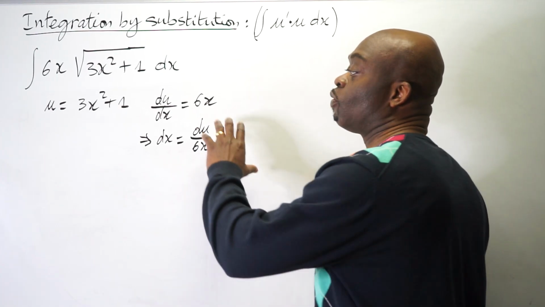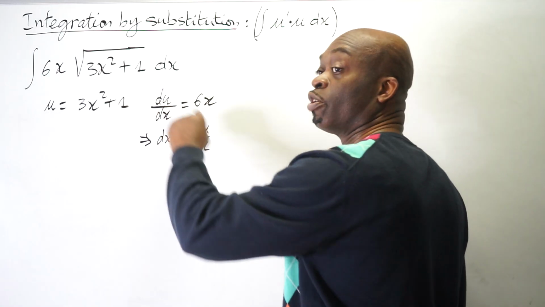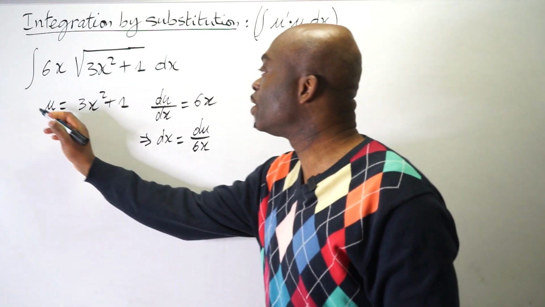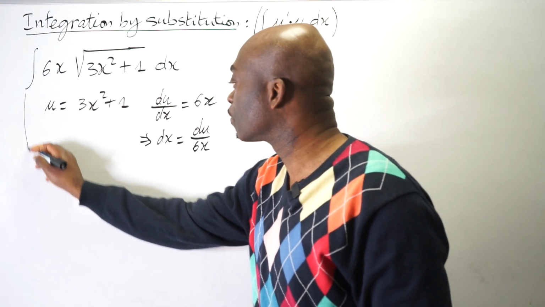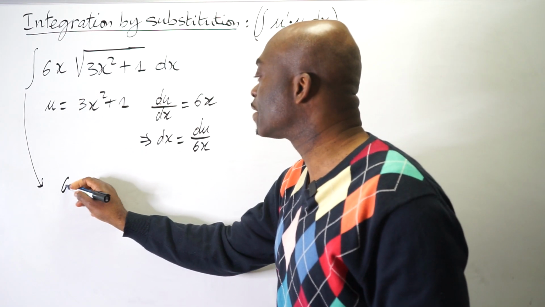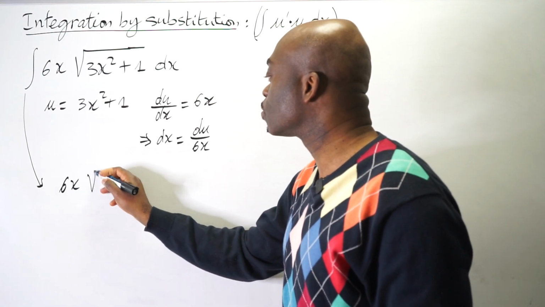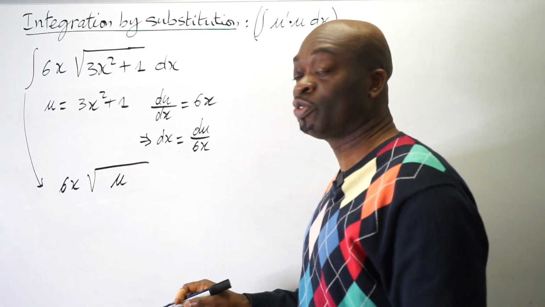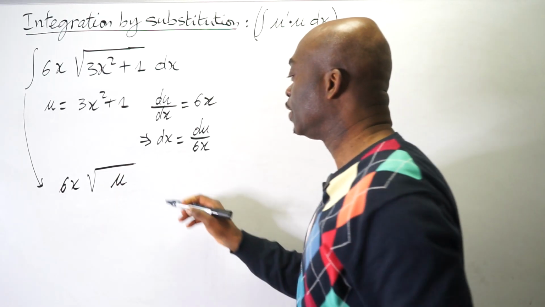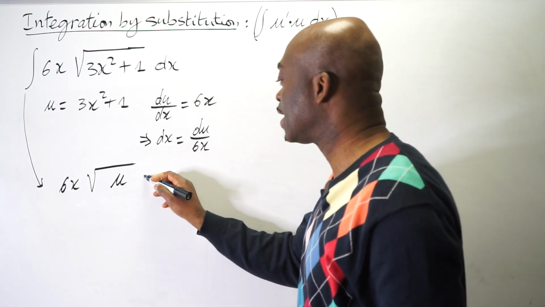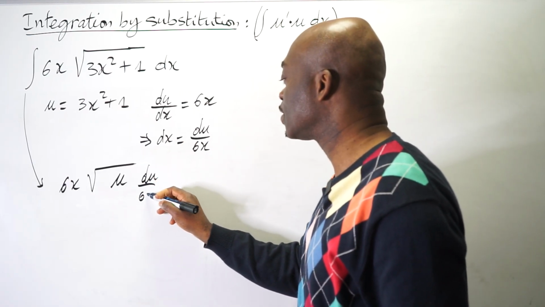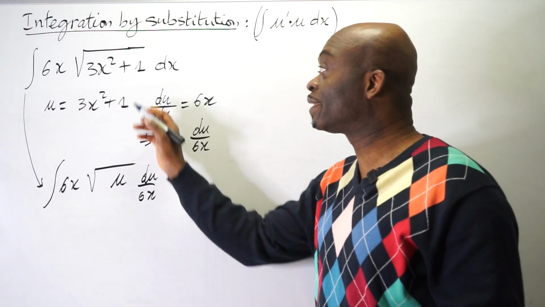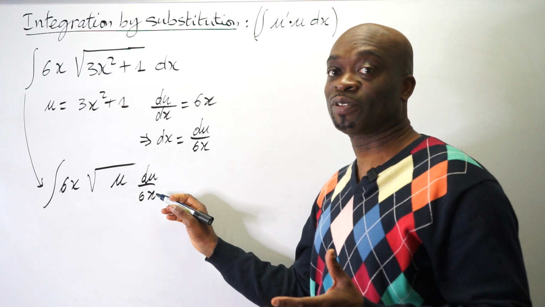All right, ladies and gentlemen, once we get all of this, we can now go back to the original problem and substitute all of this in there. So we have 6x, right, times square root of, so what is 3x squared plus 1? We said that is equal to u. So this is u then, right? Then dx now is du over 6x. Integral of that. Did you just see how we made this problem look so simple?